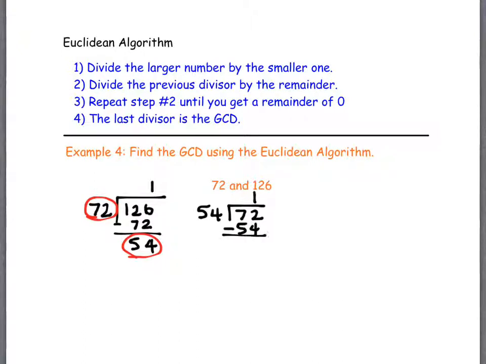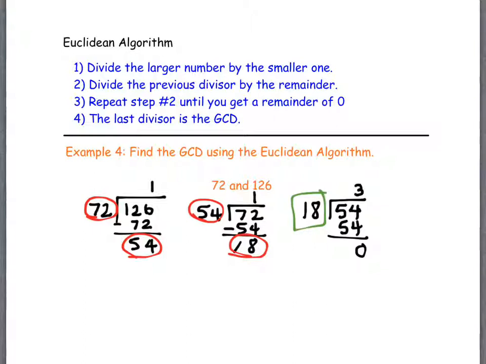So then we subtract that. So what is 72 minus 54? 18. So I use the remainder and the divisor, the one I just used. So the remainder goes on the outside, divisor goes underneath. How many times will 18 go into 54? It is 3. What is 3 times 18? It's actually 54. At the point when I get a remainder of zero, the GCD was the last number I divided by.